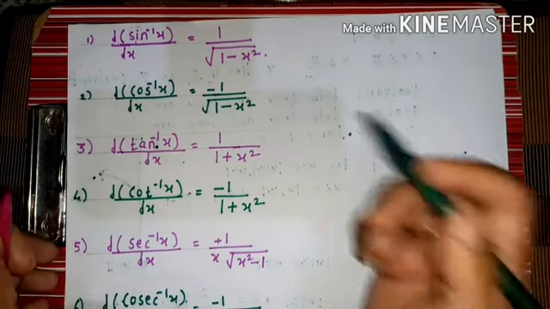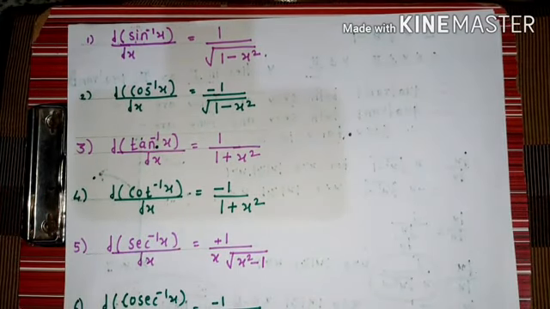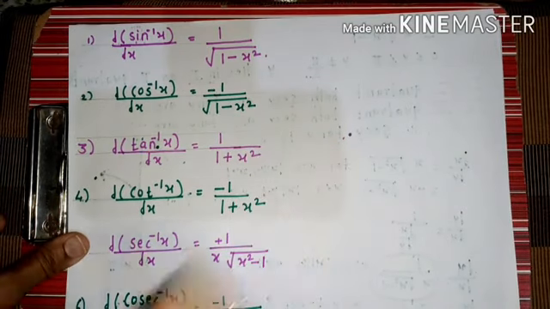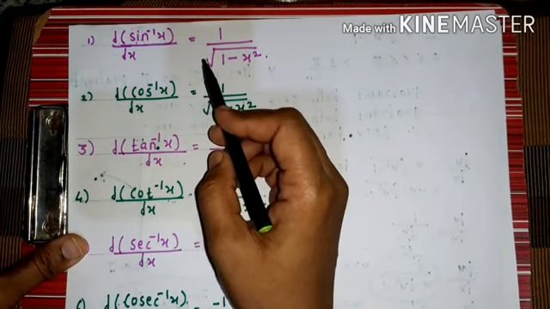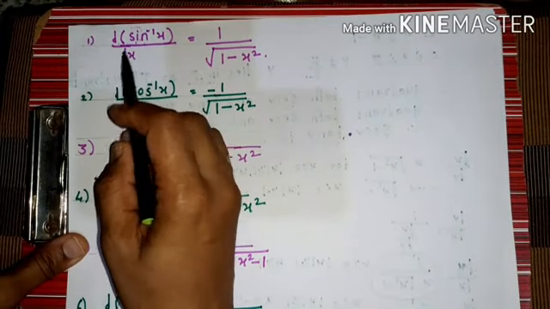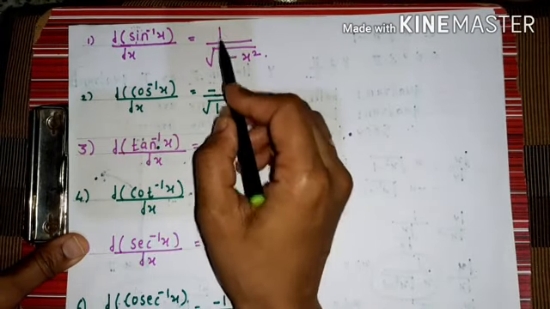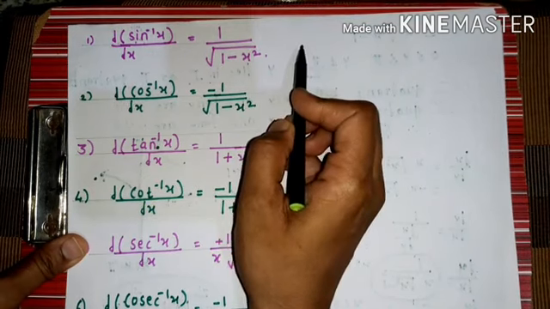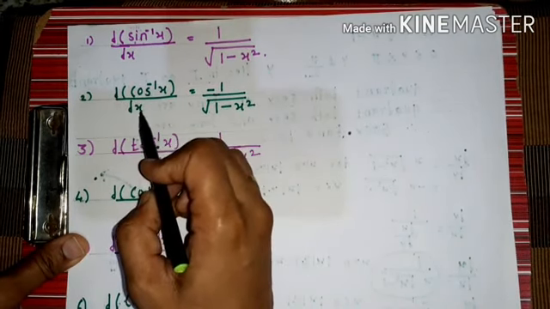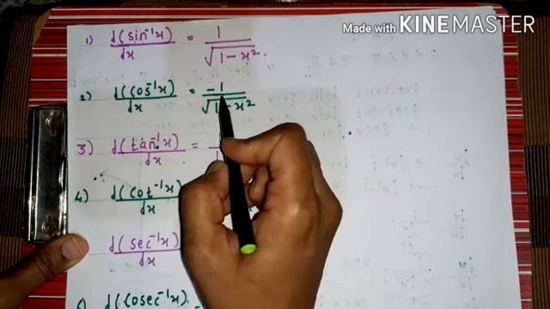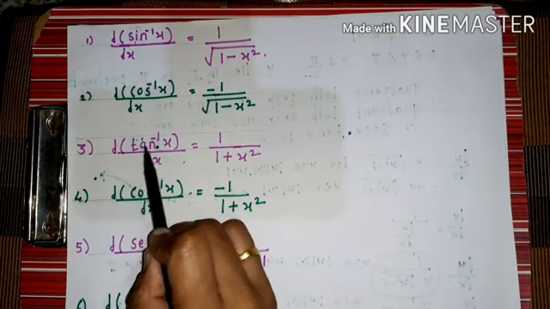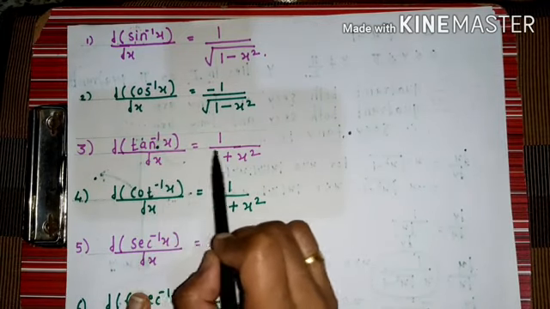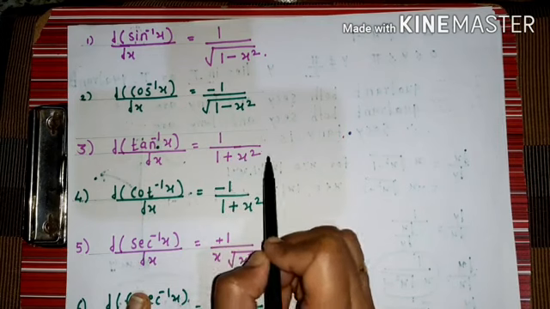Now just make a list of the inverse trigonometric functions, and you have to remember these formulas, students. These are the new formulas for you, the differentiation of inverse trigonometric functions. Differentiation of sine inverse of x is 1 upon square root of 1 minus x square. Differentiation of cos inverse of x is minus 1 upon square root of 1 minus x square. Third, differentiation of tan inverse of x with respect to x is 1 upon 1 plus x square.